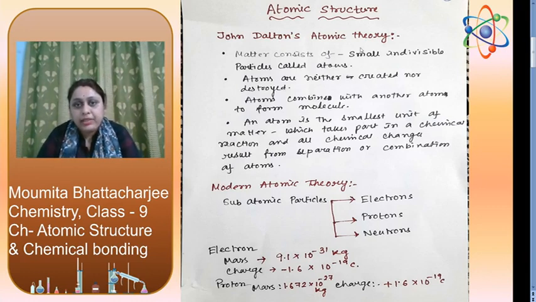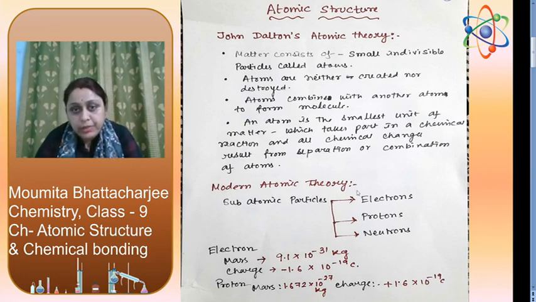John Dalton's atomic theory. First, the atomic theory was proposed by Sir John Dalton. He said that matter consists of small and indivisible particles called atoms. That means atoms are the smallest, tiny particles of matter. Atoms can neither be created nor be destroyed. Atoms combine together to form a molecule. The atom is the smallest unit of matter which takes part in a chemical reaction, and all chemical changes result from separation or combination of atoms.